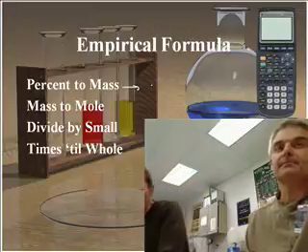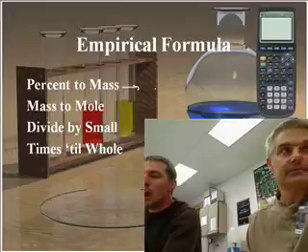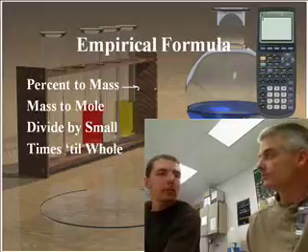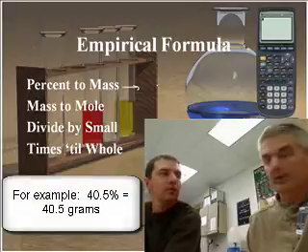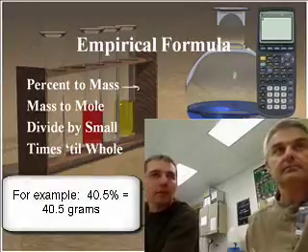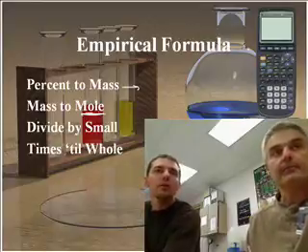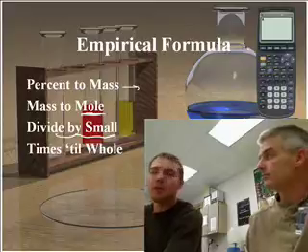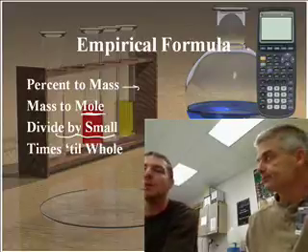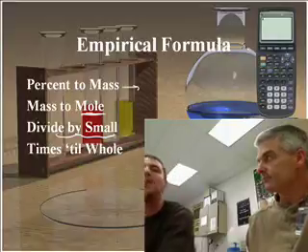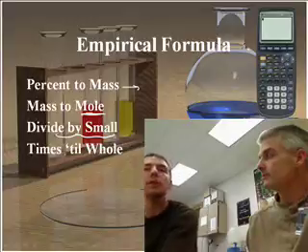Okay, percent to mass. A lot of times these will be given to you as percentages. So basically we're just going to assume we have a 100-gram sample, so we just turn those percentages directly into grams. No conversions, you just change the percent sign into grams. Then we're going to convert the mass into moles using the molar mass. Then divide by the small: whichever of those moles is smallest, we divide them all by that number. And then if those are not whole numbers, which sometimes they are, sometimes they're not, we multiply by a number to get them all to be whole numbers.